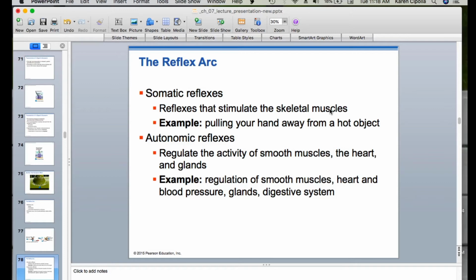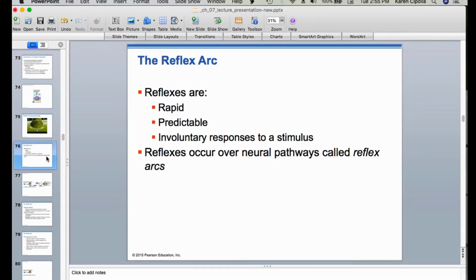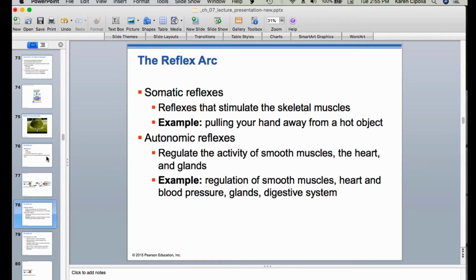So this is going to be when a big scary bear or a big scary monster is chasing you down the road, your heart is going to beat faster and stronger because of autonomic reflexes. So there's a couple of different types of these reflex arcs. You've got somatic reflexes and you've got autonomic reflexes. Somatic reflexes are the reflexes that deal with your skeletal muscles, pulling your hand off of that hot burner.